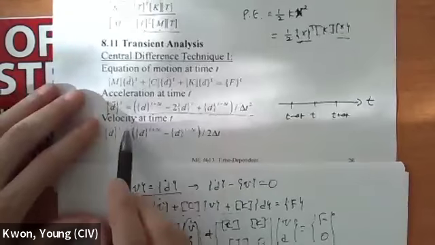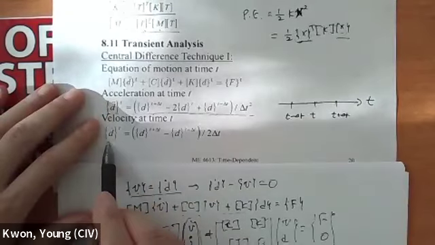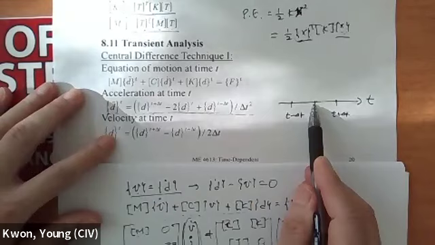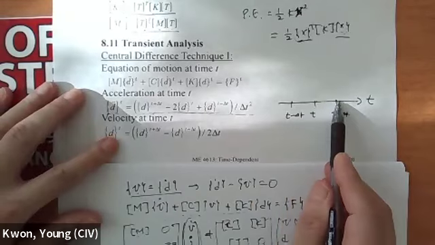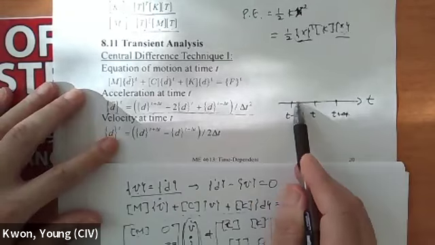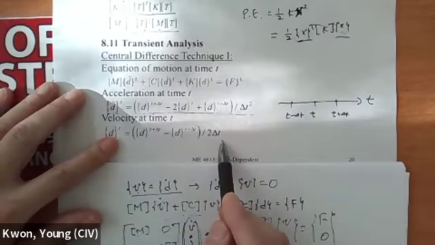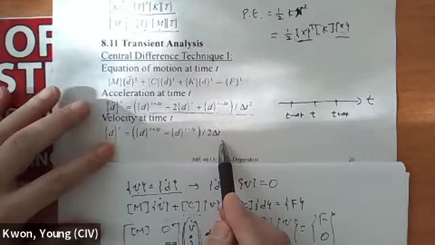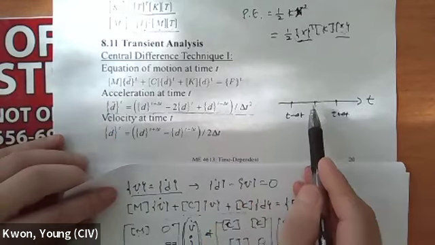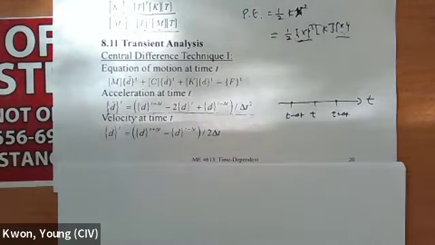Let's start with this one first. Velocity here is in central difference technique. This minus that divided by twice of delta t, so 2 delta t. Right? Make sense? Now, what about acceleration in here?